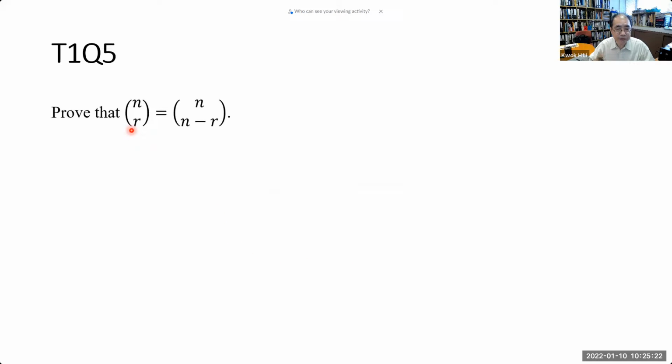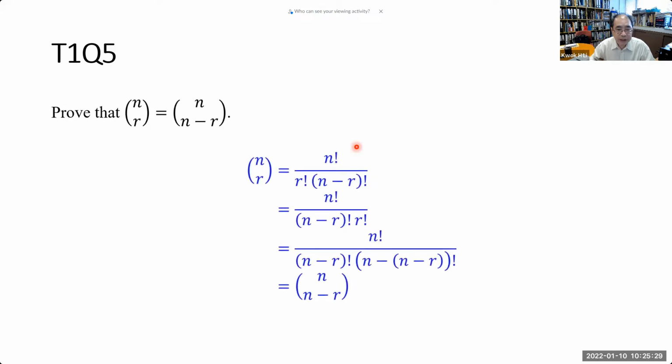We'll do it from the left-hand side to the right-hand side. Okay, so you can do it from the right-hand side to the left-hand side. So it's like that. The definition of this one is like that. Upstairs is n factorial. Downstairs, you get r factorial. The second term will be the difference between them, n minus r factorial. So this is the definition of n choose r.